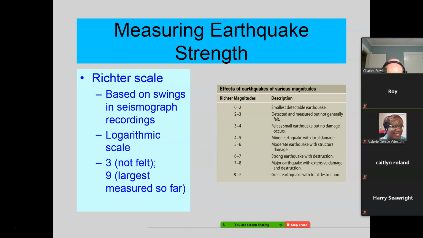So let's take a quick look at 19.5 in the book on page 492. Compare the energy released by an earthquake of magnitude 7.2.